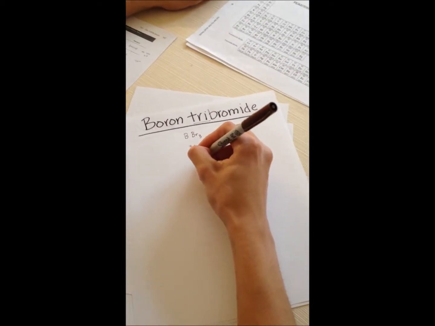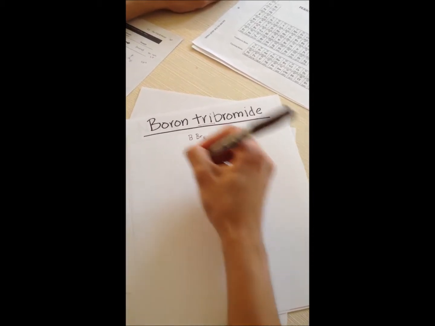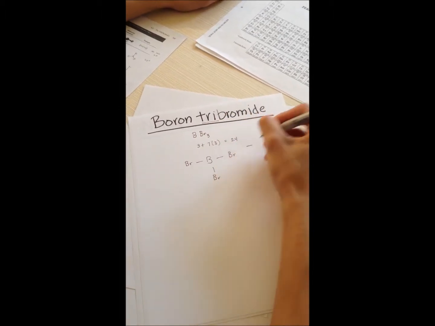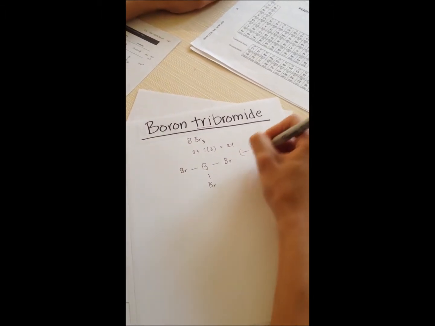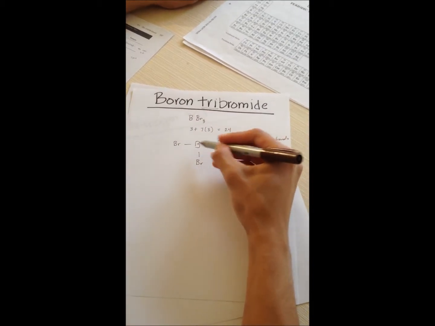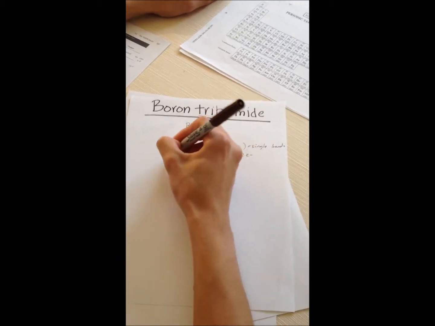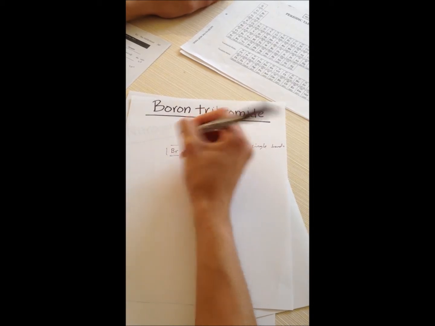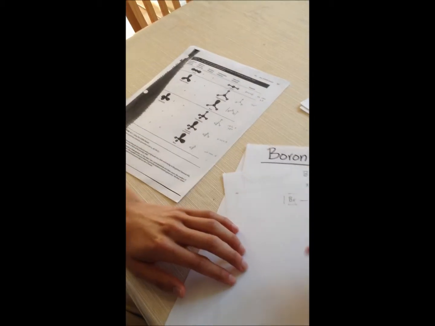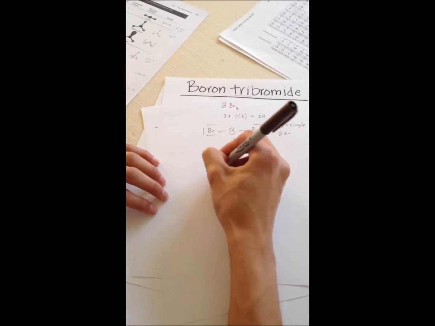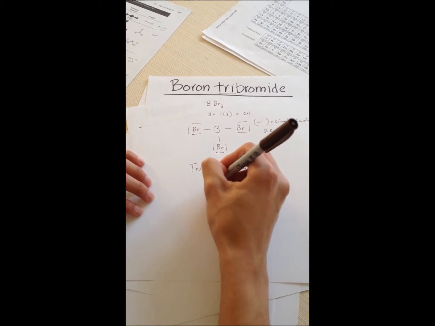So we know that boron is going to be our central atom, and it's going to be surrounded by bromide. This represents a single bond. A single bond represents 2 electrons. Okay, so we have 2, 4, 6, 8, 10, 12, 14, 16, 18, 20, 22, 24. So there you go. And so we look at our little helper right here, and we know that the shape is going to be trigonal planar. And we know that the angle for that is 120 degrees.